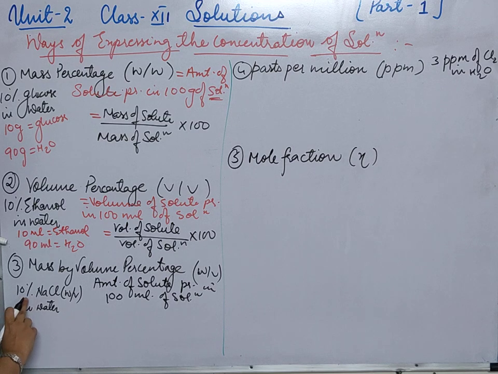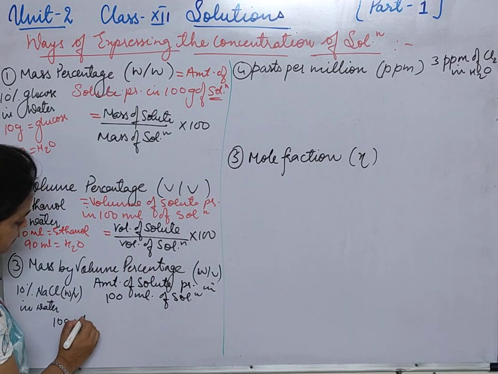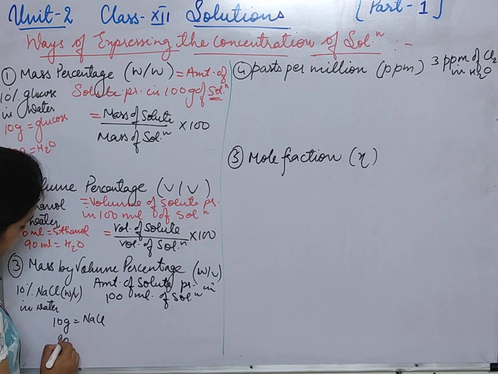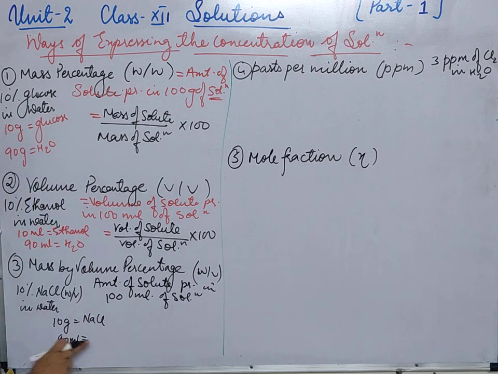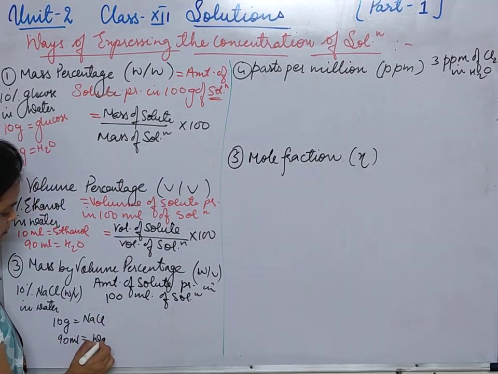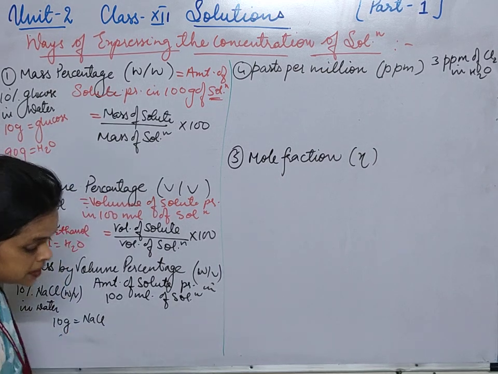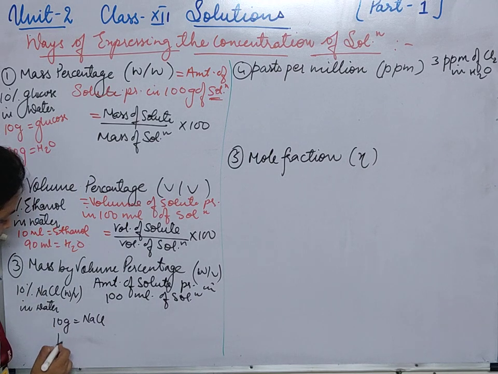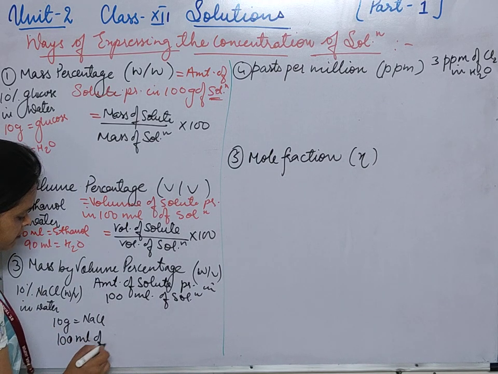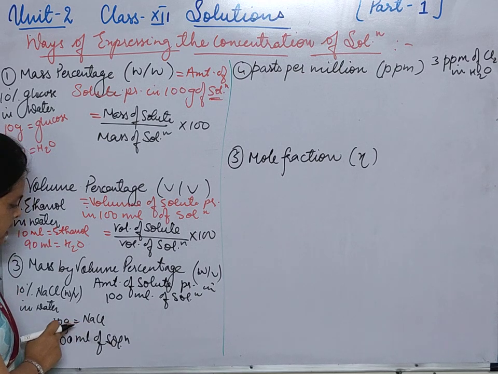Suppose it is written here 10% NaCl W by V in water. That means 10 gram, what will we write here, 10 gram is NaCl, and 90 ml is what, because we are talking about 100 ml of solution. So 90 ml will be water. Here we will write 10 gram of NaCl is present in 100 ml of solution. What is the volume of the solution? 100 ml, and the amount of NaCl present in it is 10 gram.